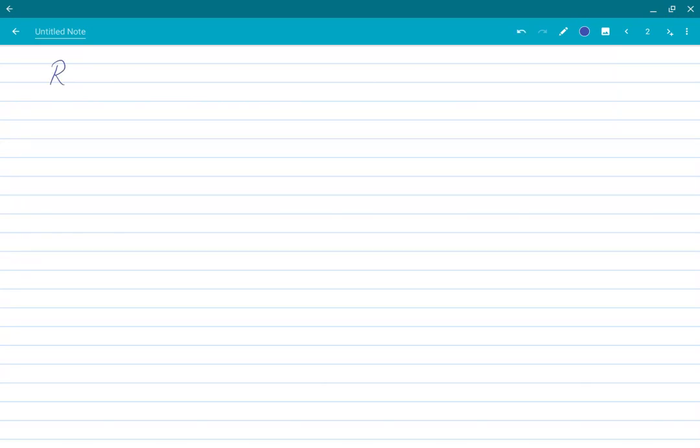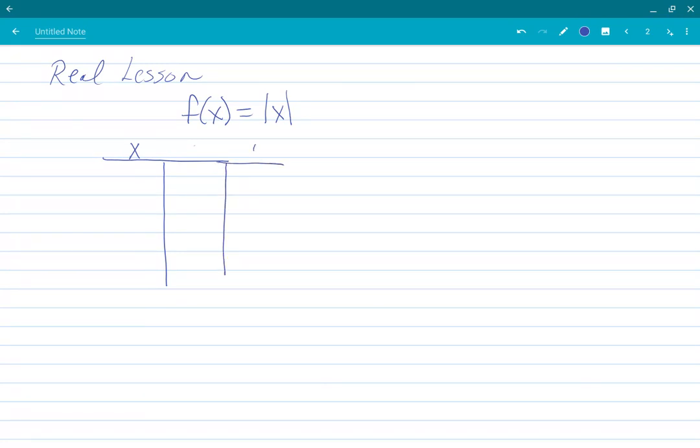All right, here's the real lesson. Here we go. f of x equals absolute value of x. Okay, so we need to make a table, just like we did with quadratics. x, and then the y, right? In the work. And in the beginning, I like to go from -5. Whoops, I'm sorry. I'm going to start with positive ones. This is what they look like. They're going down.